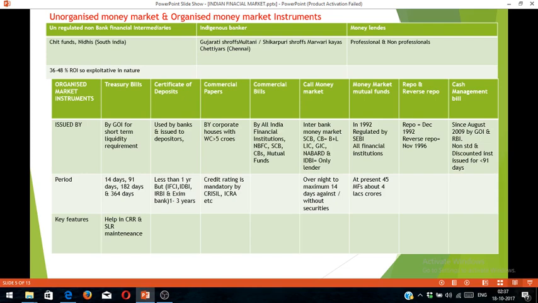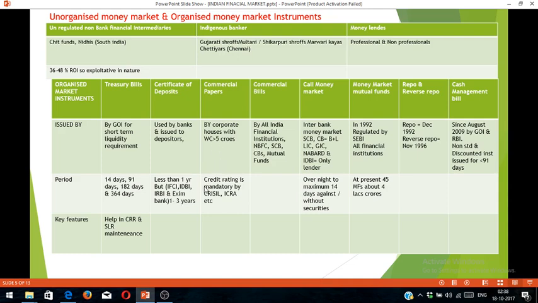So keep in mind, cash management bill can be issued for less than 91 days. In call money market, the business should be for less than 14 days, or maximum 14 days, or up to minimum 1 day. Treasury bill is 14 days to 364 days. Certificate of deposit is less than 1 year, but the exception is IFCI, IDBI, IRBI, and Exim Bank.